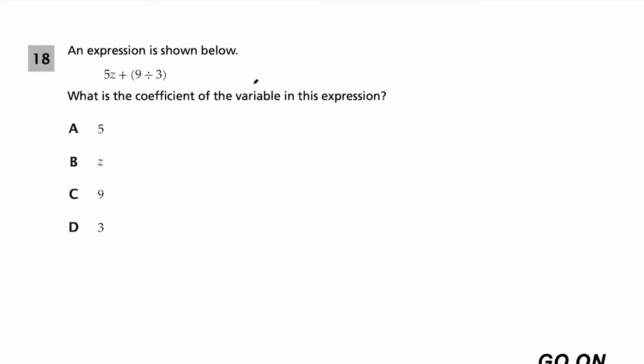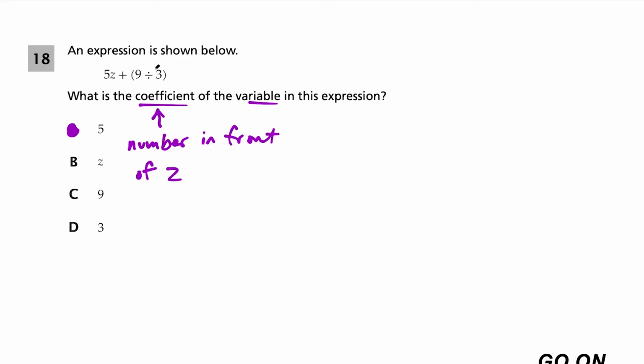Question 18, we just have to know the vocabulary. What is the coefficient of the variable in the expression? Now just know that a coefficient is the number in front of the variable. So the number in front of the variable, and in this case our variable is z, so we want to know what is the number in front of z, and the number in front of z is 5. So that's going to give us choice A.